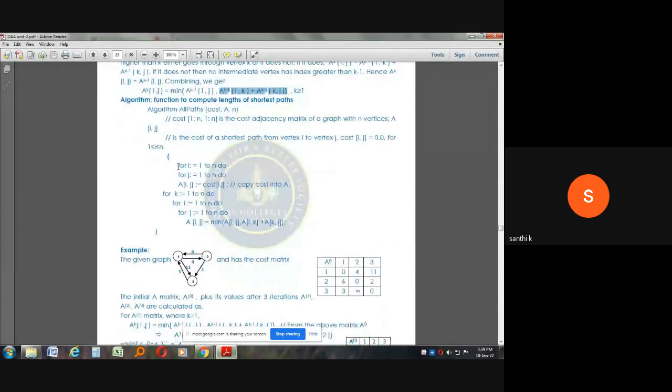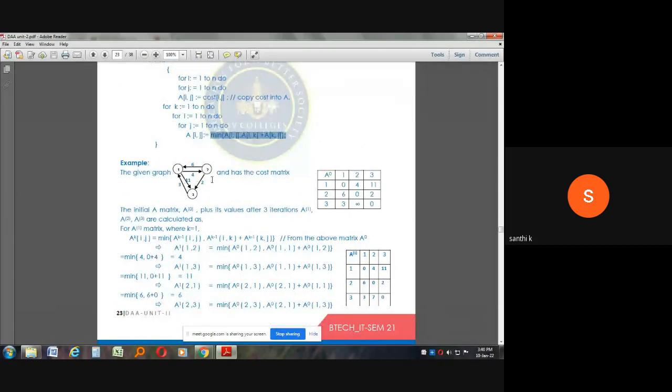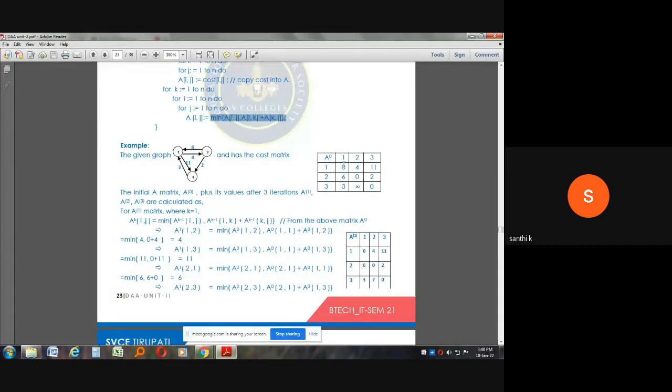So the algorithm is going to have one step: minimum of a of i comma j, a of i comma k plus a of k comma j. So we will consider one example. This is the graph given and this is the cost matrix a power 0.